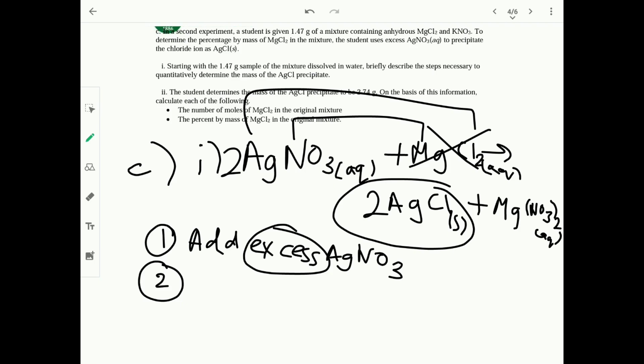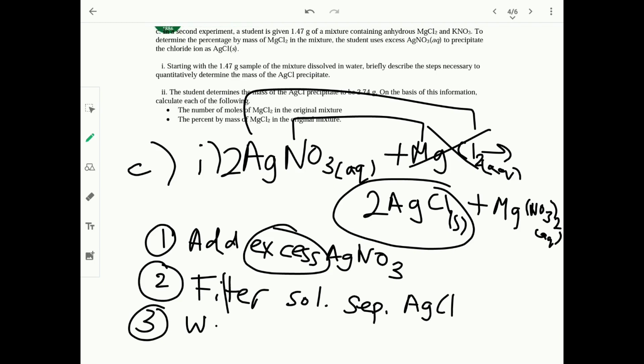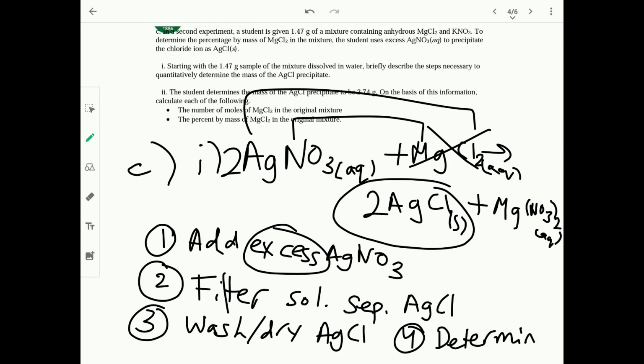Then number 2, we filter the solution and we separate the AgCl, which is the precipitate. Number 3, we wash and dry the AgCl to make sure there's no water left over, so we know the mass exactly. And then number 4, we determine the mass, either by weighing the precipitate or by subtracting the current mass from the total before, and whatever is gone is the mass of AgCl.